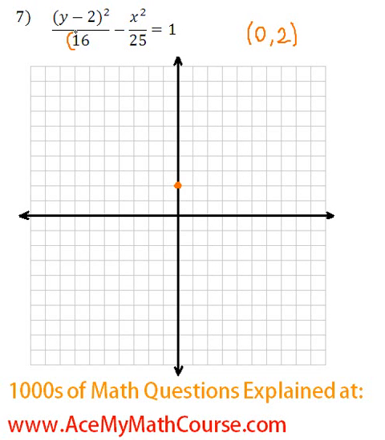Great. So now we're going to take the 16 and make it 4 squared. We're going to take the 25 and make it 5 squared. And we're going to go 4 units up and down because of that 4. Why up and down? Because the 16 is underneath the y term. And we're going to go 5 units right and left because the 25 is underneath the x squared. So we move horizontally.